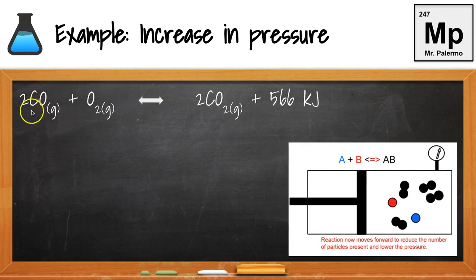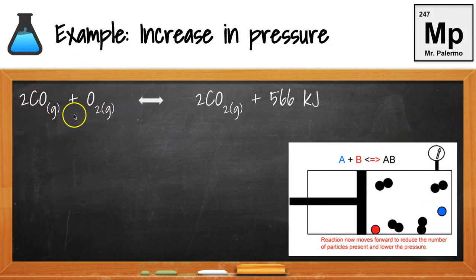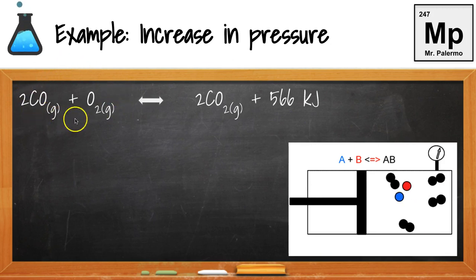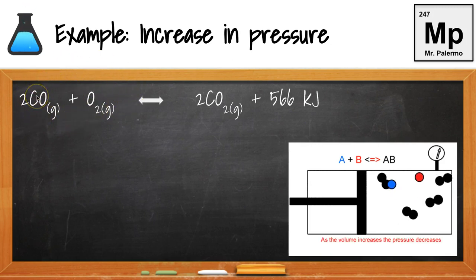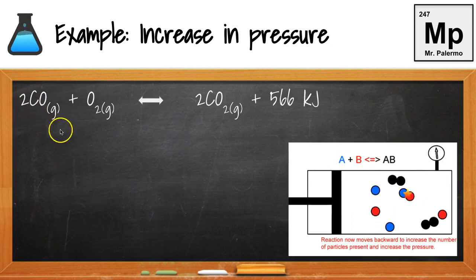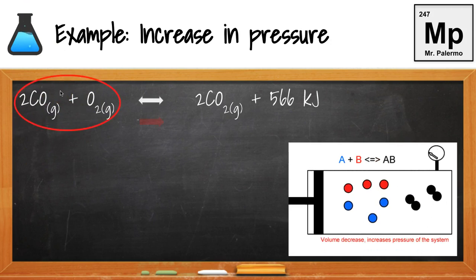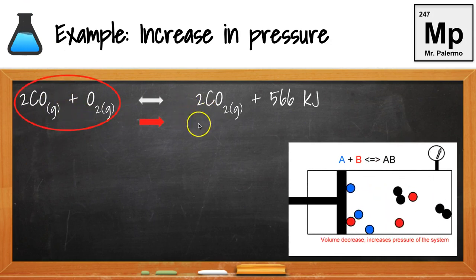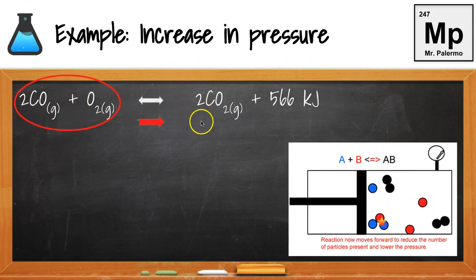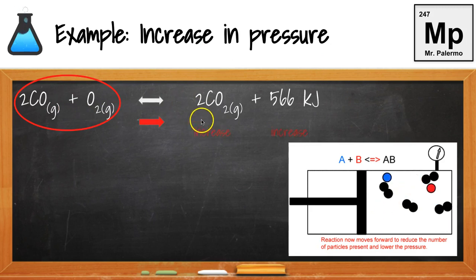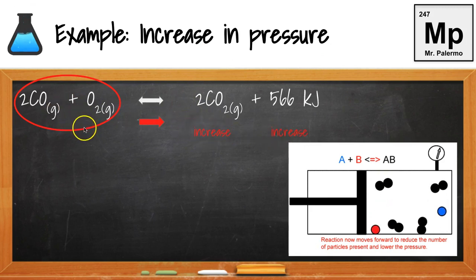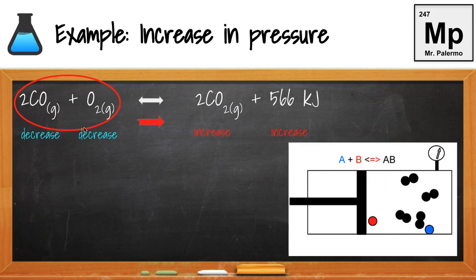So just like when we talked about changing the temperature, we're going to say that this side now is the side that's affected. So by increasing pressure, we're going to get a shift away from this higher side. So adding pressure, we get a shift away, to the right, and we're going to make more of our products. And so all of our products increase, and our reactants are going to decrease.